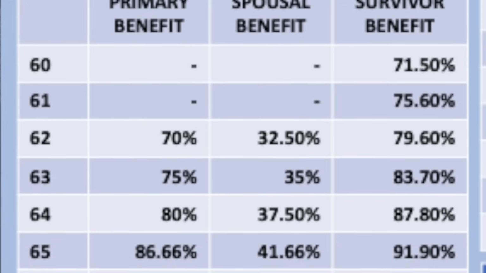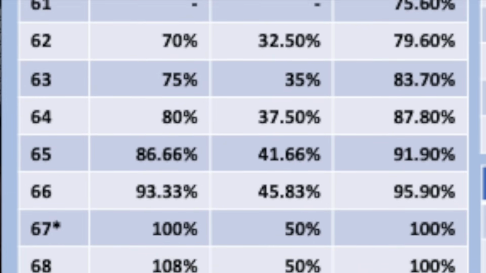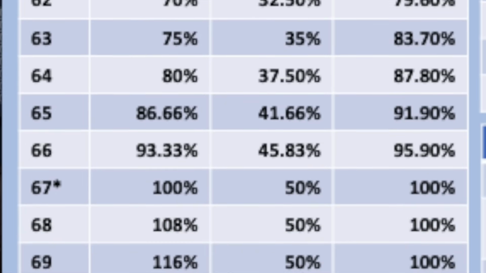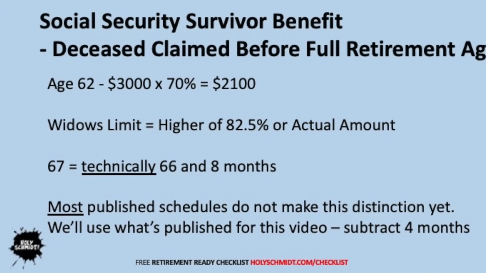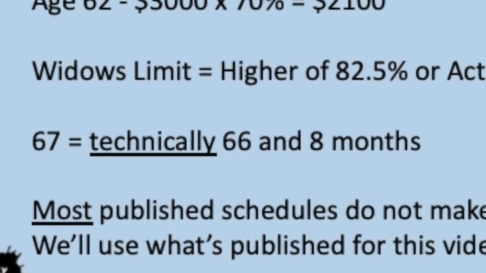Under normal circumstances, the full retirement age of a spouse is the exact same methodology as the full retirement age of the primary insured. In other words, if the spouse was born in 1960, their full retirement age would be 67, and they would be entitled to 100% of their payment. However, because of the way that the survivor benefit is structured, all of the ages are 4 months less. What this means is full retirement age for the survivor benefit for someone born in 1960 isn't 67, it's 66 and 8 months.